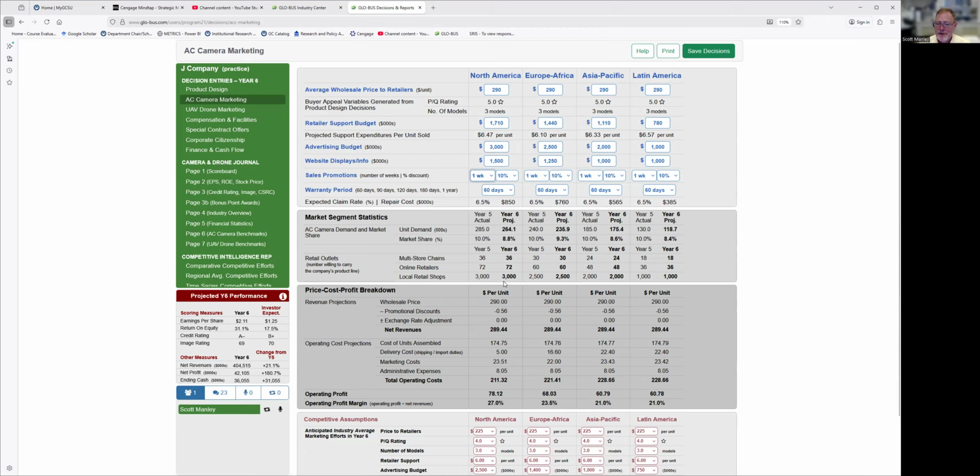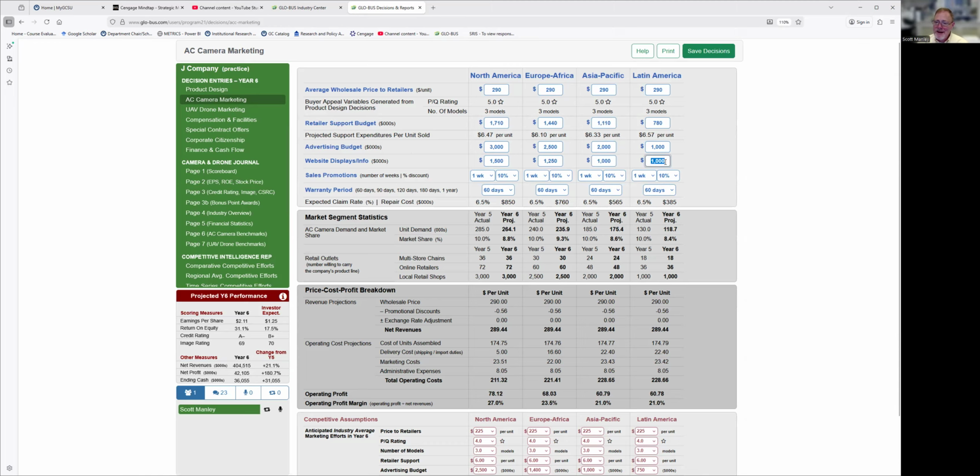So what I did is I just took the number of local retail shops and I'm using 3 million in advertising because I've got 3,000 retail shops, 2.5 million in advertising because I've got 2,500 retail shops. And for my website displays, the website displays for Latin America were already at $900,000. And if I was following the same pattern, I would have put that at half of my advertising budget, like I did for website displays in North America and Europe, Africa, and Asia Pacific.